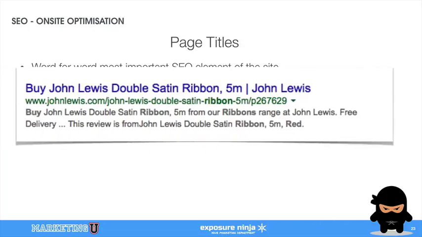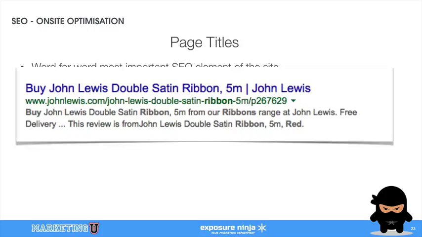For example, here. So here's a typical Google search result. It will look very familiar to you. The blue bit there, John Lewis, double satin ribbon, 5 meters, separator, John Lewis. That blue bit is the page title. So every page on your site has a page title. It's very important, and including your keywords in your page titles is absolutely crucial.